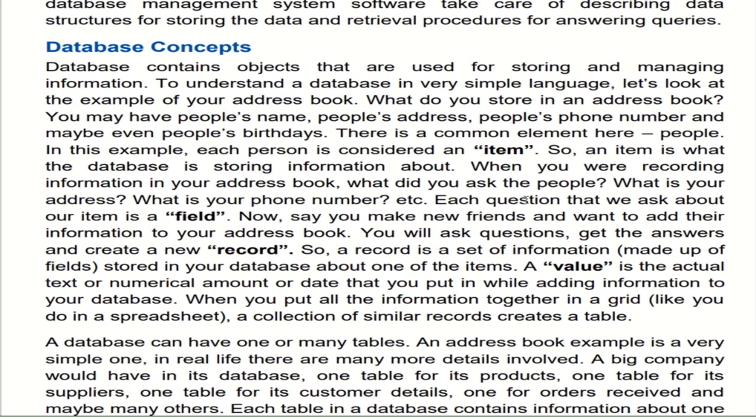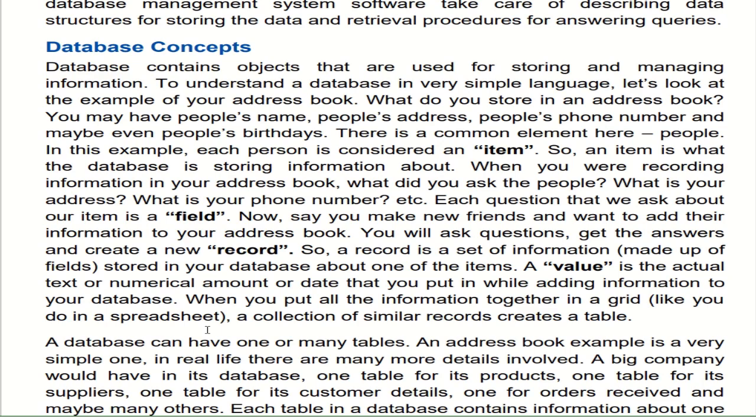Field. Now say you make new friends and want to add their information to your address book. You will ask questions, get the answers, and create a new record, right? So a record is a set of information made up of fields stored in your database about one item. What is a value now? A value is the actual text, numerical amount, or date that you put in while adding information to your database. Like if you want to add the student's birthday, then that particular birthday will be what? Your value.